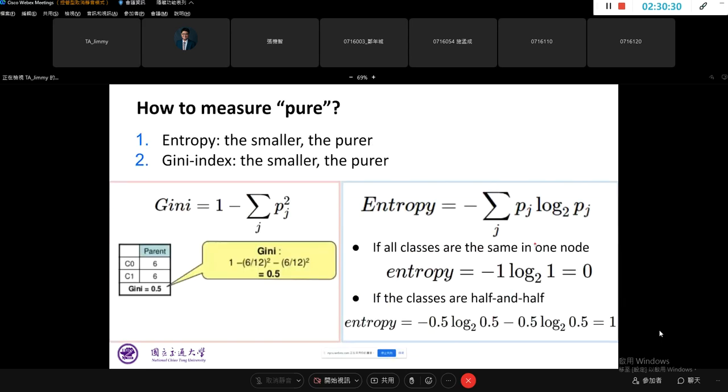Okay, so the question is how do we measure the purity? We have 2 indices. The first one is the entropy, and the second one is the Gini index. In your homework, you will need to implement both of these to calculate your purity measurement.